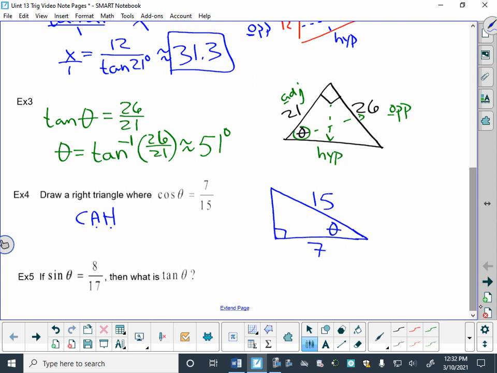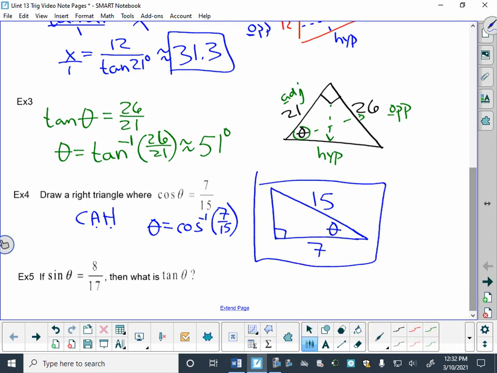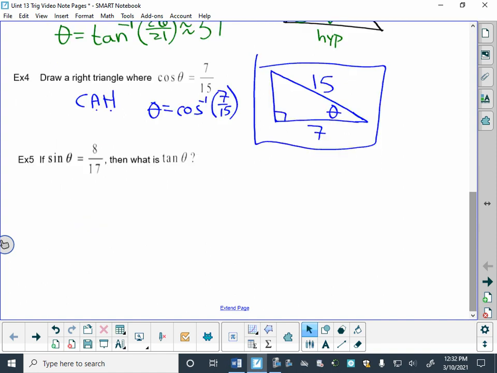I could fill in other parts of that. It didn't ask me to find what theta was in this case. It just wanted the triangle. If I wanted to figure out what theta was, that would be an inverse cosine of 7 over 15. If I wanted to do that, but that's not what it asked for in this problem, so I'm done right there.